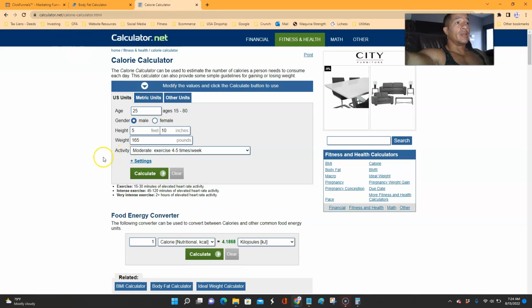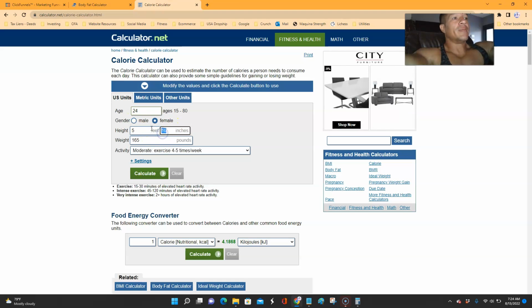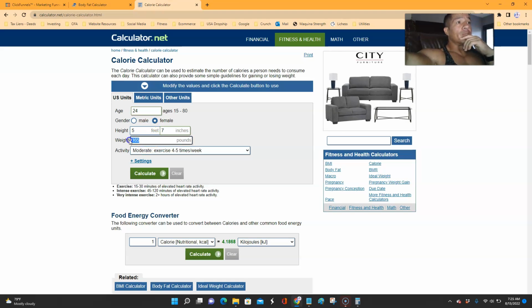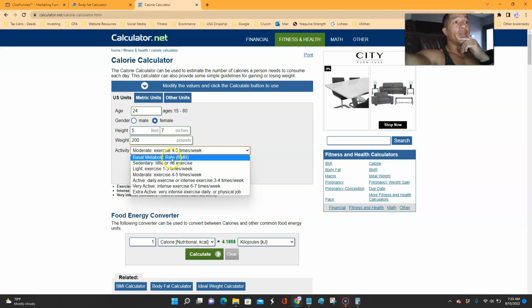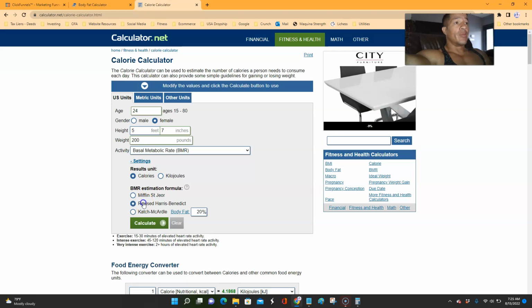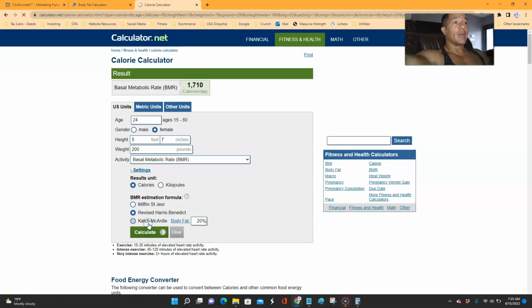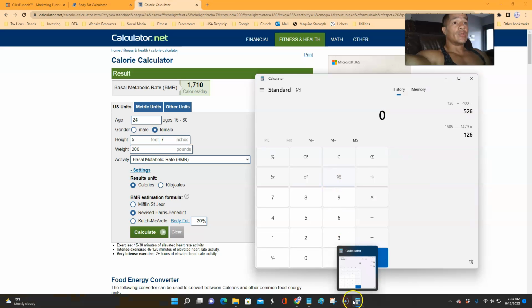So this is the calculator we're going to use. Again, my client is 24 years old, and this is just a nice little summary for you guys. She was 5'7". Let's say that she weighs 200 pounds. And we're going to find the basal metabolic rate. In settings, we're going to use the revised Harris-Benedict, and we're going to calculate that. So now it's 1710 at 200 pounds.